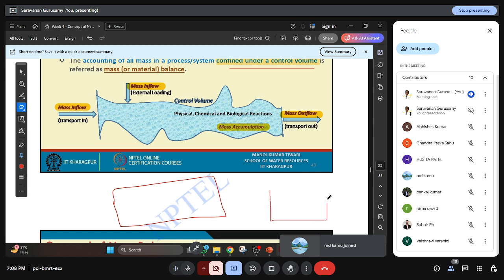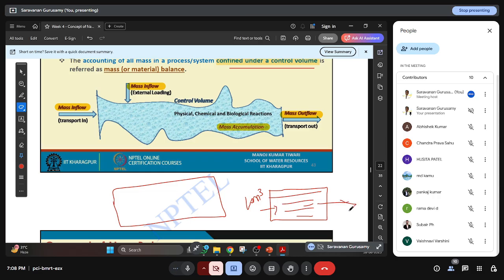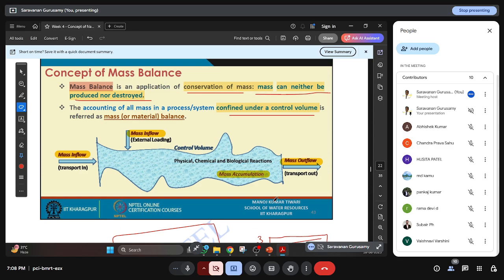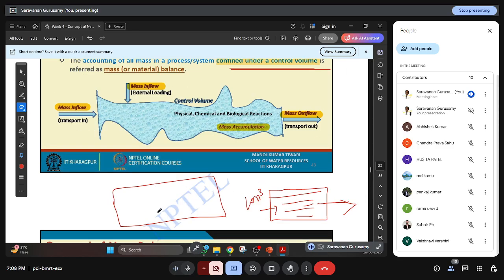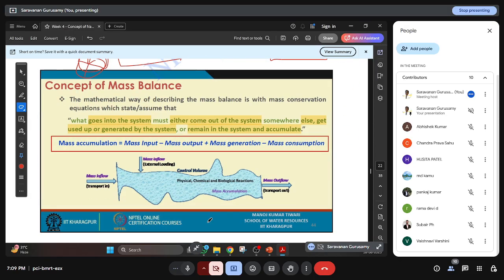If you take 1 liter or a 10 meter cube tank, in that 10 meter cube we can say this much mass is coming in and this much mass is going out. But if we take an infinite volume of tank, we can't find out. So we need a confined volume. That's why we say 10 milligram of BOD per liter. This per liter comes into place because of the controlled volume. If you take only 10 milligram, we don't know where that 10 milligram is present. So we need a controlled volume, which is the volume of the tank or reactor.